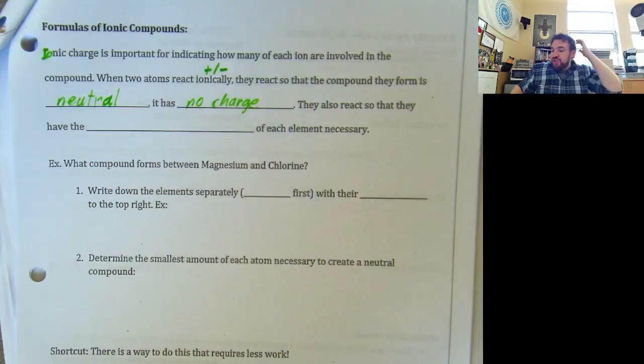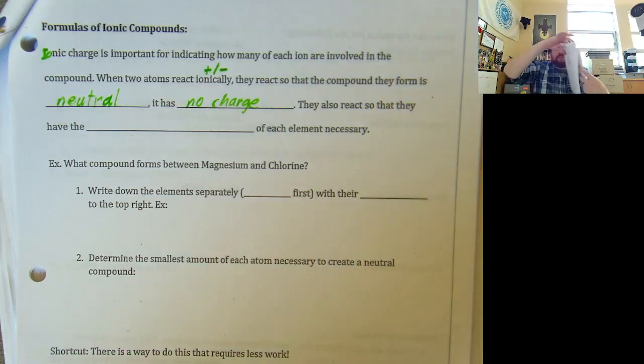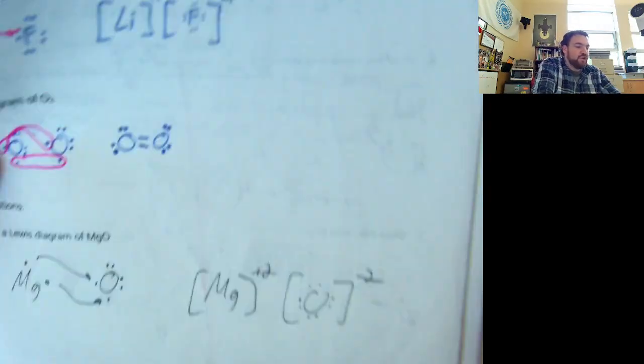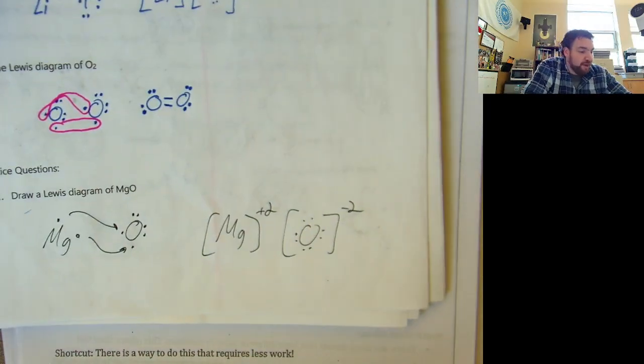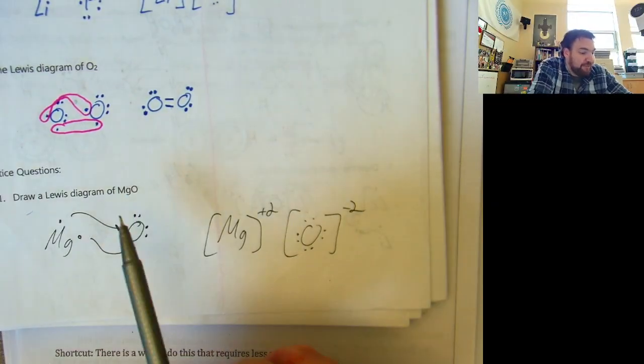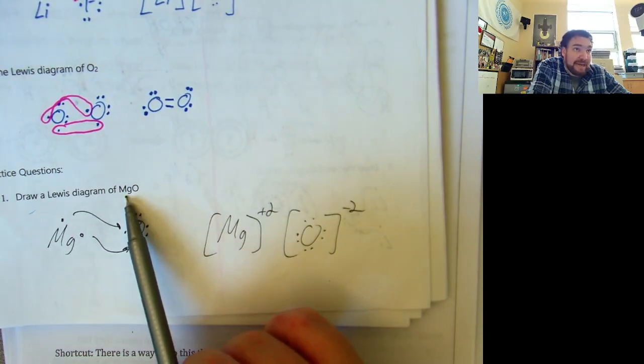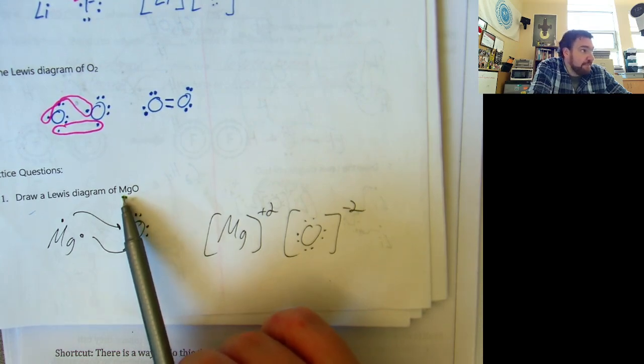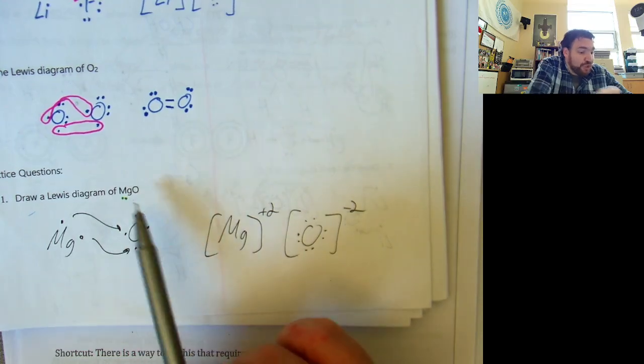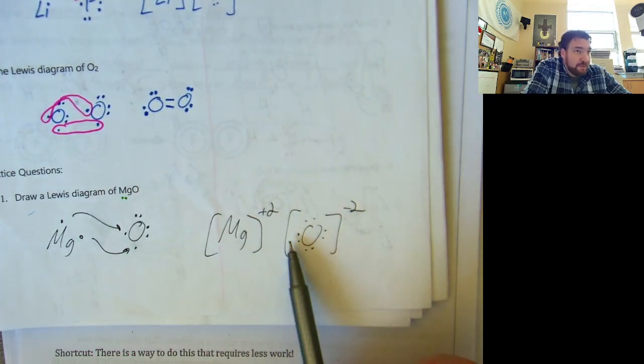And I'll flip back and show you an example of what I mean. You don't have to flip back. Where is my answer key to that? Here we go. When we drew a Lewis diagram for MgO, MgO now has a name. What's the name for MgO? Mg is magnesium. Magnesium oxide. This is the Lewis diagram for magnesium oxide.